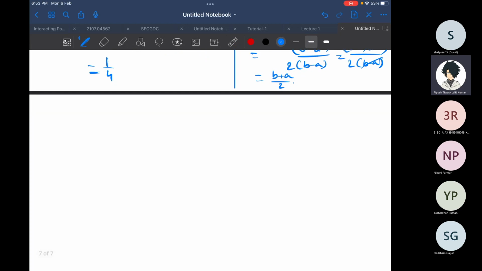So another thing is that, for a Gaussian random variable, right? Gaussian.